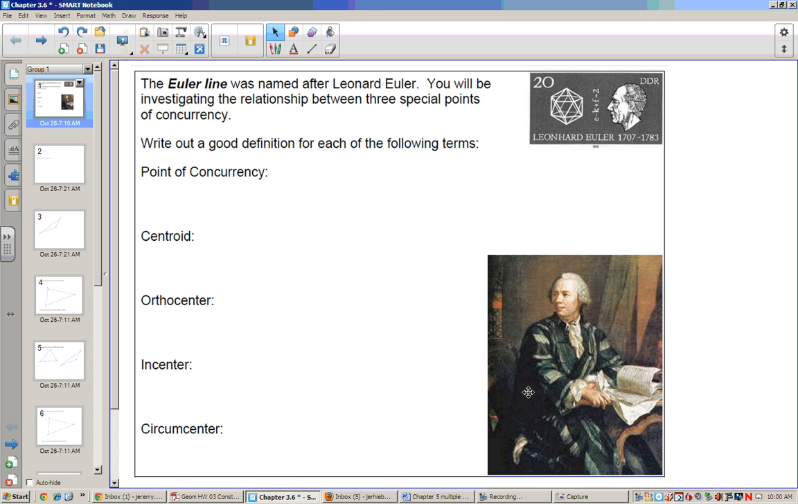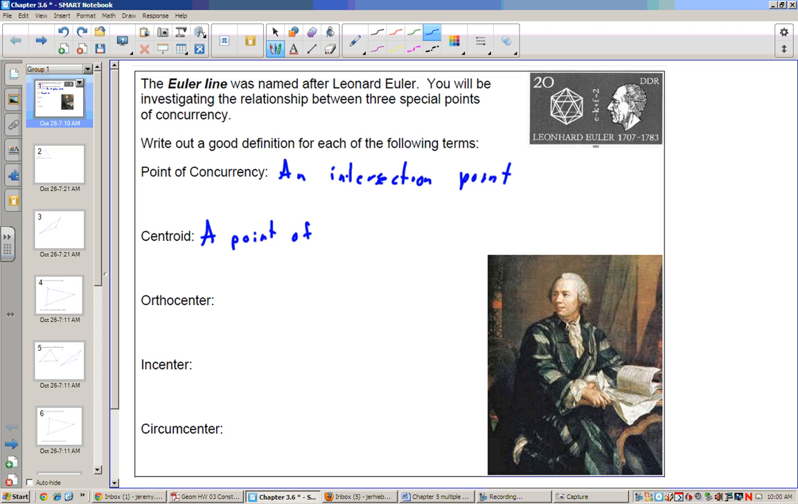Today we're going to talk about points of concurrency in triangles. The point of concurrency is an intersection point of, could be lines, could be anything, but in this section it's going to be an intersection point of three lines. Our centroid is a point of concurrency of three medians. So if you draw three medians in a triangle, where they meet is going to be called the centroid.